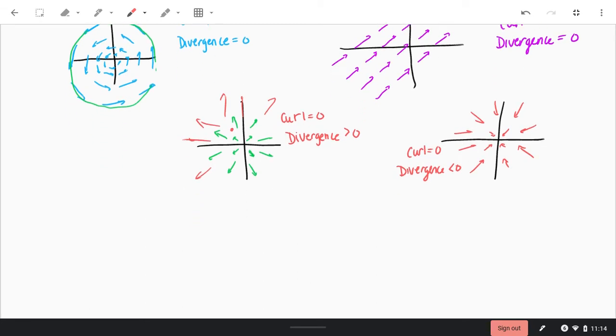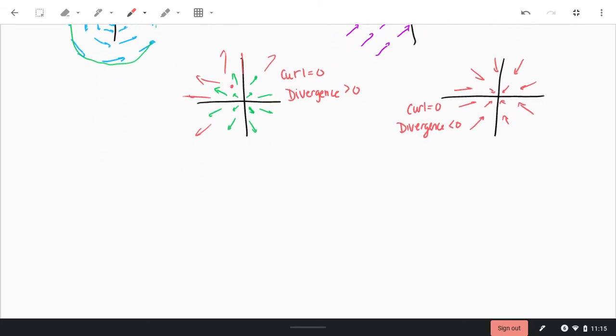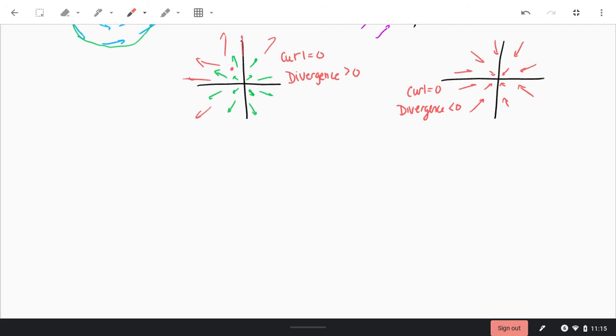Okay, so let's go with curl first. It all goes back to, again, your vector Pi plus Qj plus Rk.